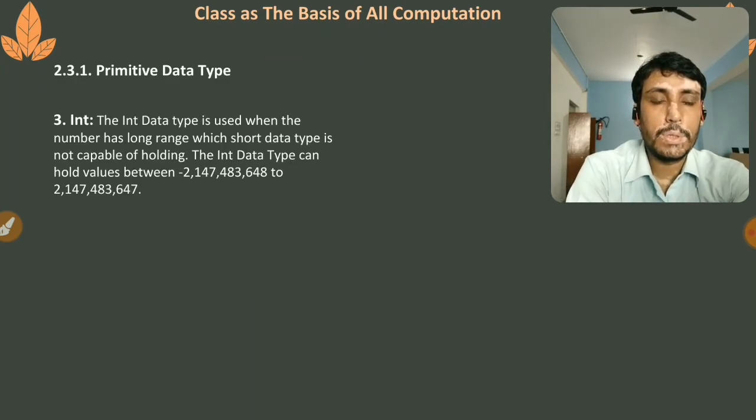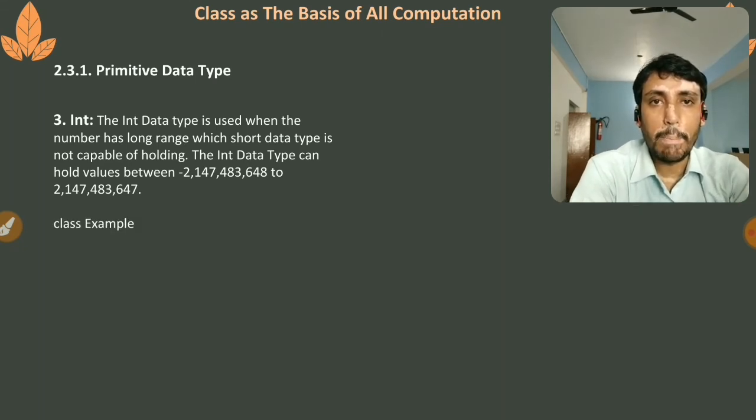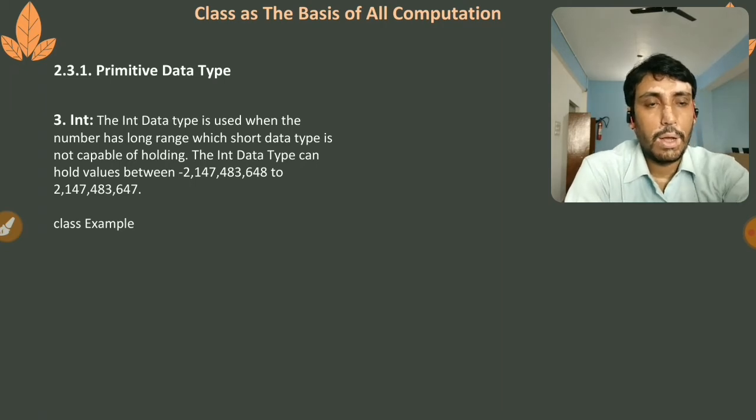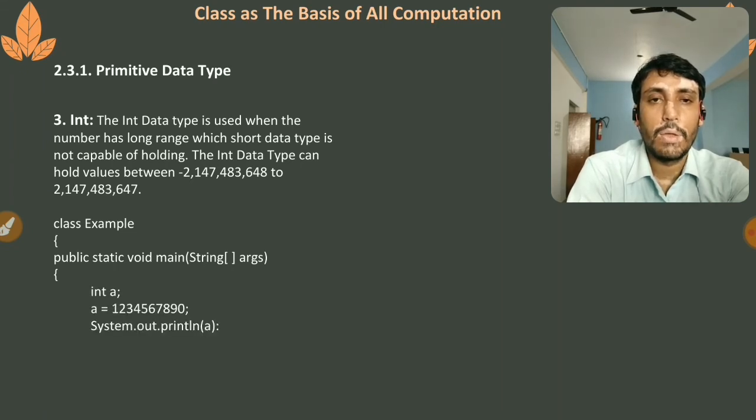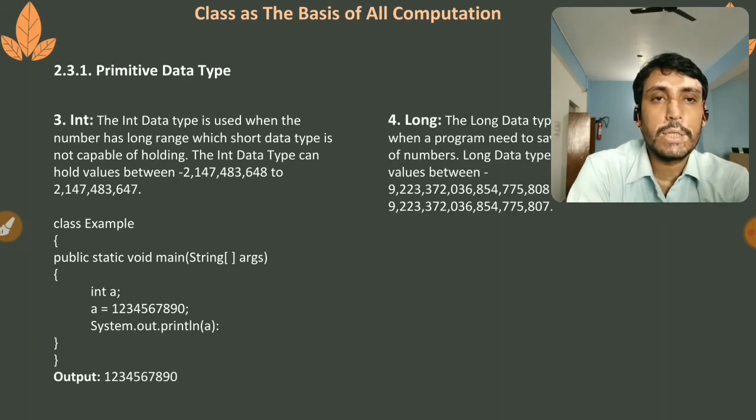So primitive data types, integer data type. The integer data type is used when the number has a long range, which the short data type is not capable of holding. The int data type can hold values from minus to plus. For example, again class example, public static void main, int A, the value is given, System.out.println A, and then the output you will see. Okay, same thing with the long.